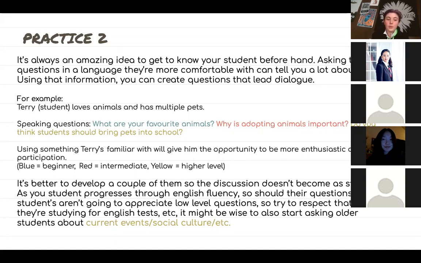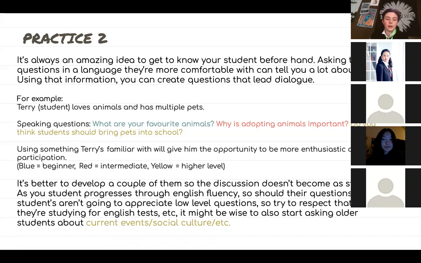And each of the colors indicates the frequency level of your student. So, your favorite animals, what are your animals? There's more beginner, and then intermediate, and then high. And you can probably come up with your own questions based off of the formatting of each of these.